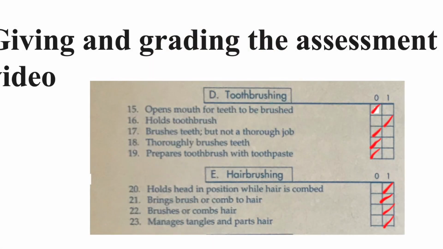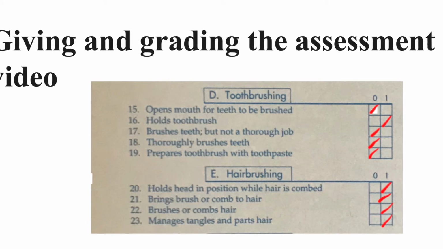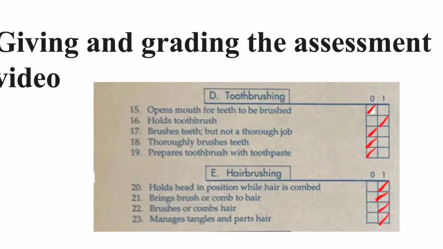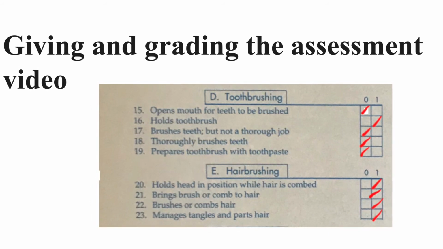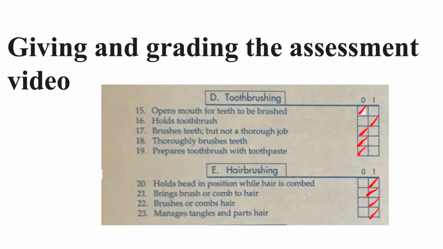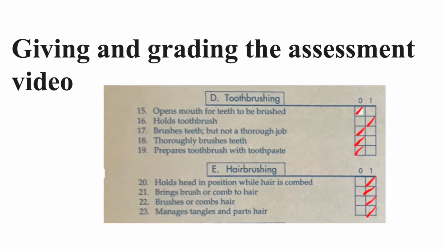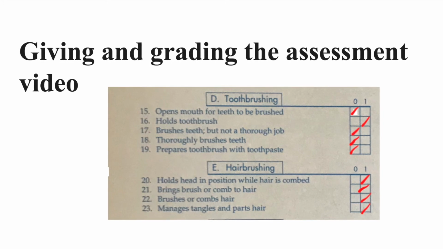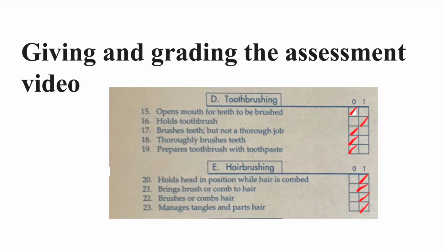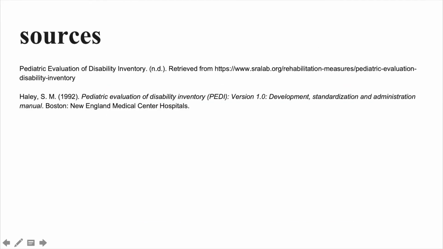Very good. So for the first video, the participant would receive a score of 0, unable to complete. And for the second video, the participant would receive a score of 1, able to complete. You would do this for all the different sections and add them up, and then use your chart to give you the norm score and then the developmental age for this assessment.